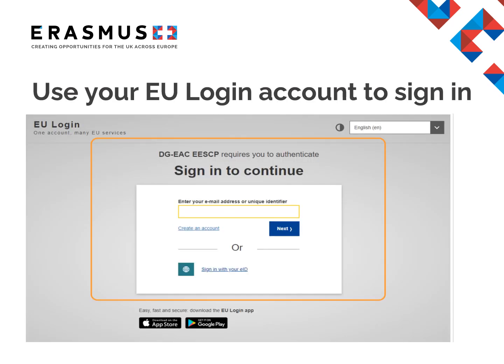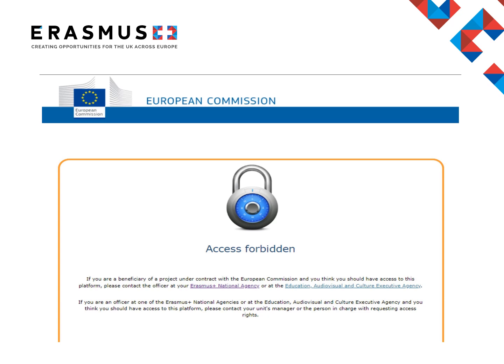Once you click on the login link, you will be redirected to the European Commission's authentication system, EU login. Insert your EU login username or your email address, click Next, and then insert your EU login password and click on the login button. The email address you use for your EU login must be the same as the one you have provided to receive email notifications.